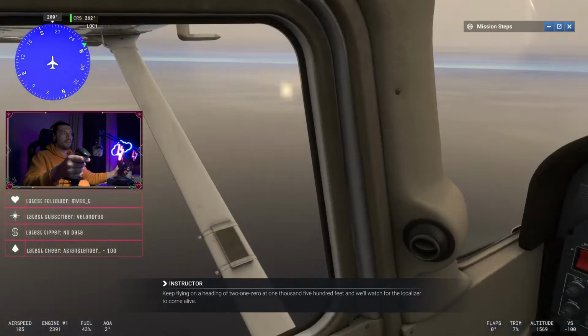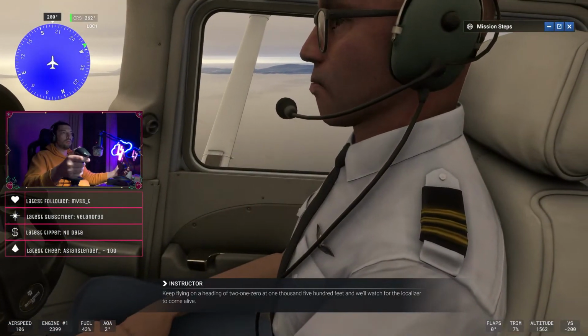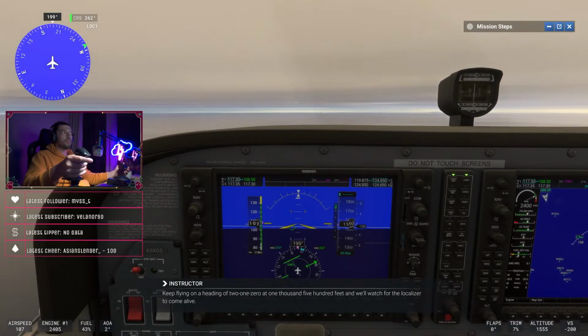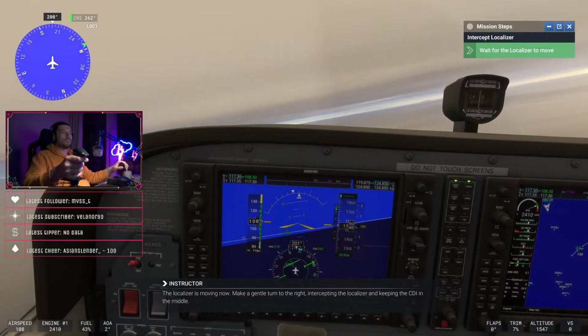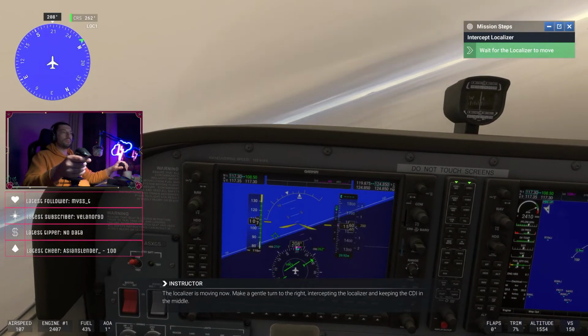Keep flying on a heading of 210 at 1,500 feet and we'll watch for the localizer to come alive. The localizer is moving now. Make a gentle turn to the right, intercepting the localizer and keeping the CDI in the middle.